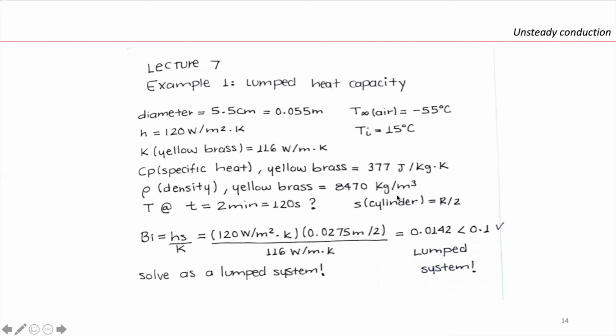You are dealing with a cylinder, so the characteristic length is going to be R over 2, right? So the first thing to do is to get the Biot number to determine if you can treat this system as a lump heat capacity system or not. If you see, we are dealing with a lump system, and I gave you the formulation in the previous slide to get the temperature after a certain time. So you just need to use that formula.